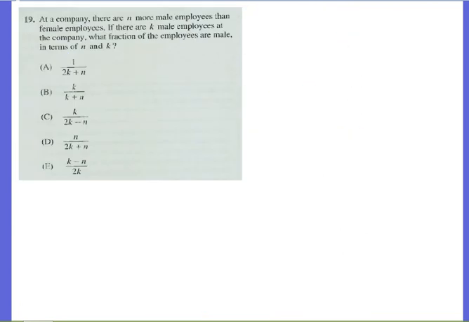Number 19, there are n more males. Okay, so this one had a lot of males, females, and it had a lot of weird variables. I thought it was interesting. So I'm going to use F for female, but for males, it said to use the letter K, which I thought was weird. I almost feel like they're just trying to confuse you.